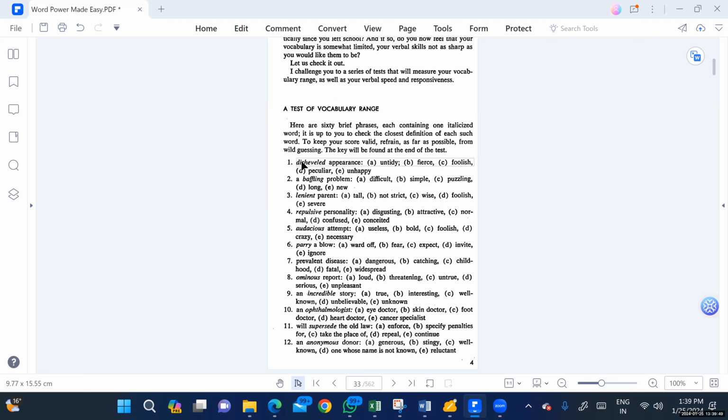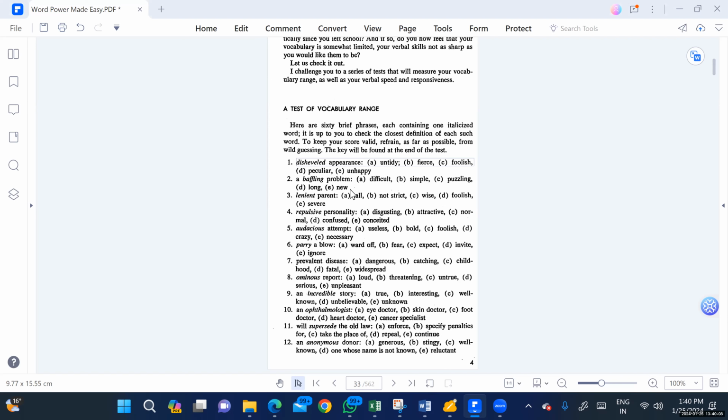I know dis means something opposite, negative. Though unhappy is also negative, foolish is also negative, untidy is also negative, but it says appearance. So it cannot be a foolish appearance or an unhappy appearance, no. It will be an untidy appearance.